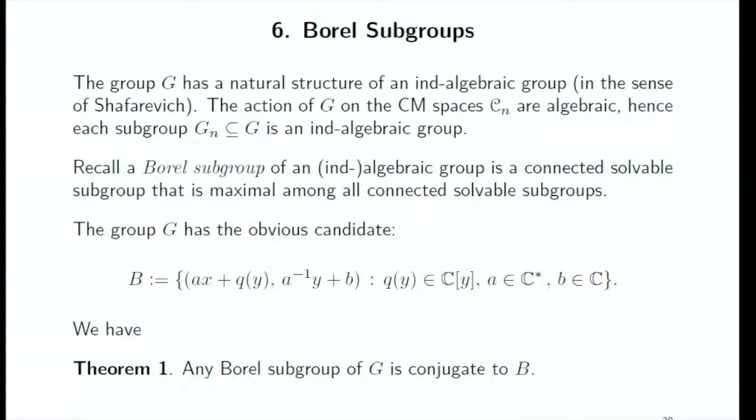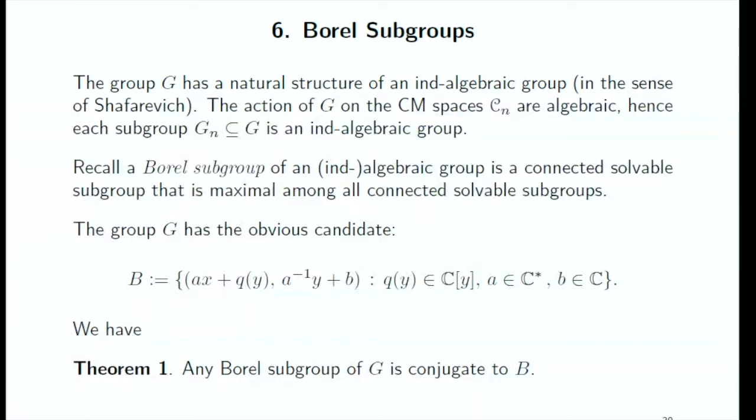Right. So this group of automorphisms of the free algebra on two generators has a natural ind-algebraic structure, in the sense of Shafarevich. If you haven't seen this construction, it goes as follows. We have this discrete group, and we want to put on it an algebraic structure. So we proceed as follows. We filter this group G by subsets of automorphisms, each of which has a natural structure of algebraic variety.